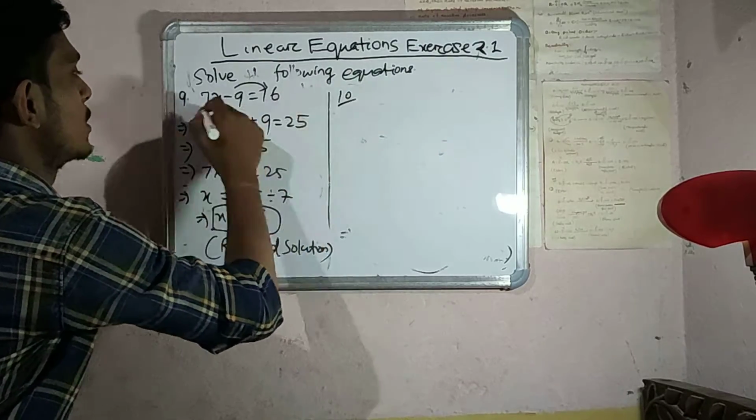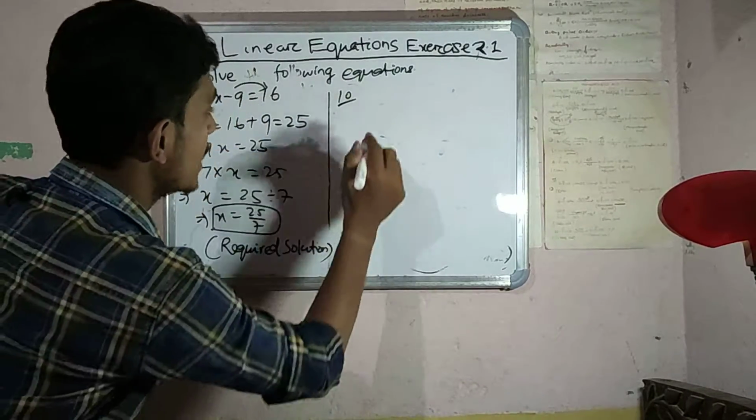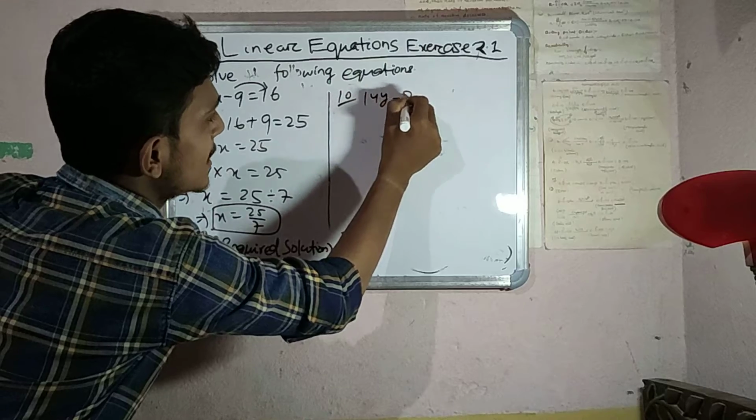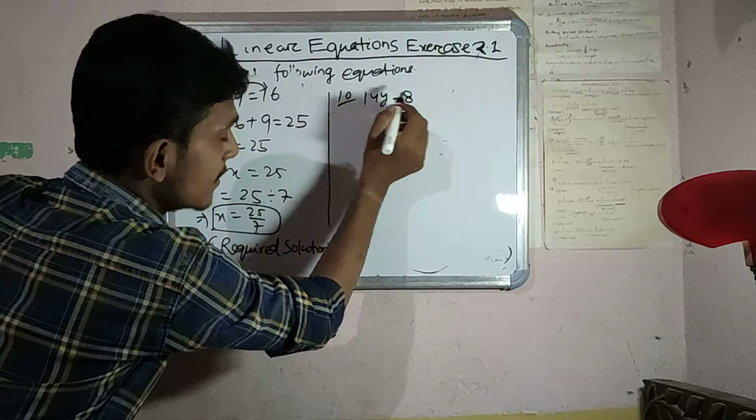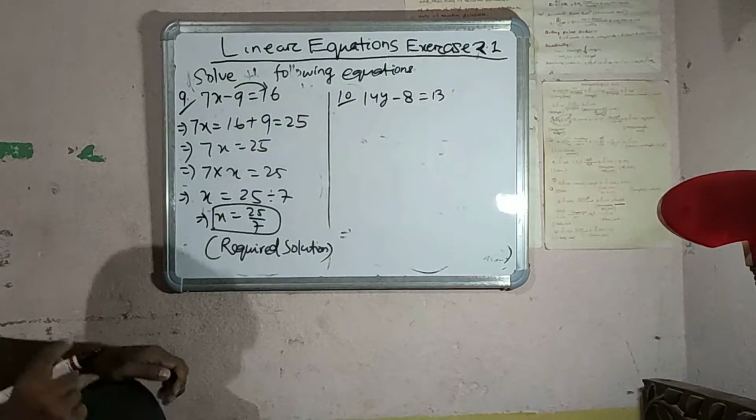Question number 10. What is question number 10? That is 14y minus 8 equal to 13.